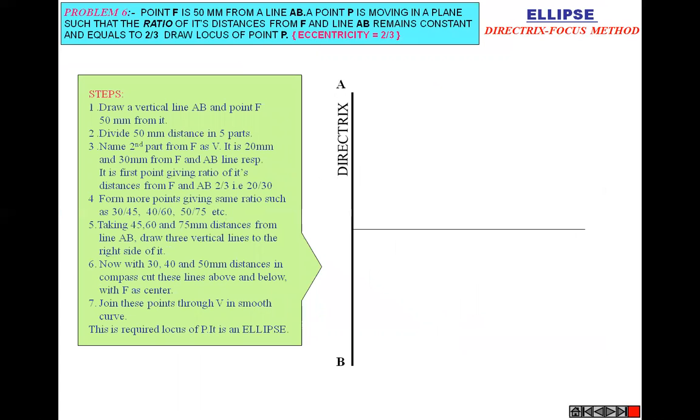Then the next and very important one is the directrix focus method. How to draw the ellipse by the directrix focus method? If eccentricity is given, here the eccentricity is 2/3, and the distance of the point from the straight line is given, that is 50 mm. If a 50 mm distance is given, we can see here the 20 mm distance, that is 2, and the third is the 30 mm distance. Eccentricity is 2/3 and point F is 50 mm from the straight line. At that time we do it like this.